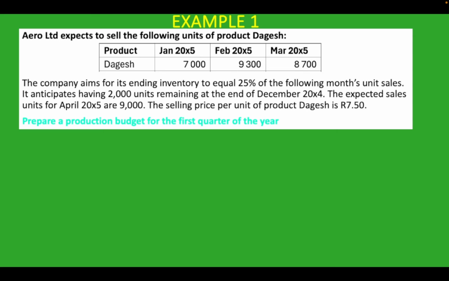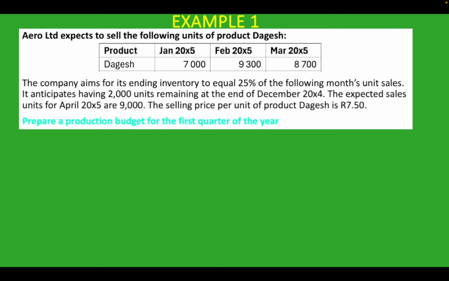We're told that Aero Limited expects to sell the following units of product Dagesh, and we're given the details for January, February, and March, and you may notice these details if you looked at our lesson on the sales budget. And we're also told that the company aims for its ending inventory to equal 25% of the following month's unit sales. It anticipates having 2,000 units remaining at the end of December 20x4. The expected sales units for April 20x5 are 9,000. The selling price per unit of product Dagesh is 7 Rand 50.